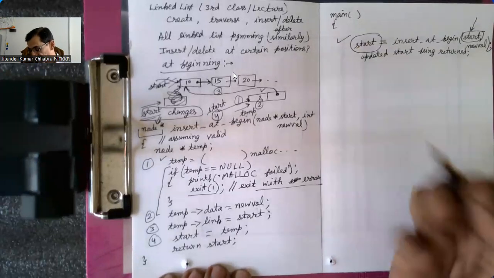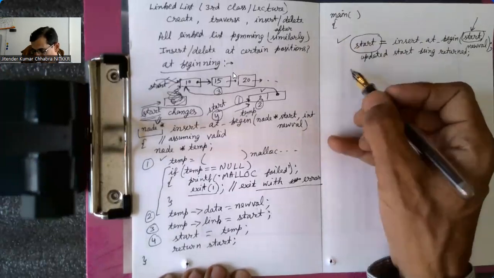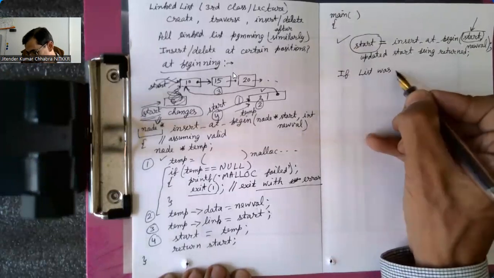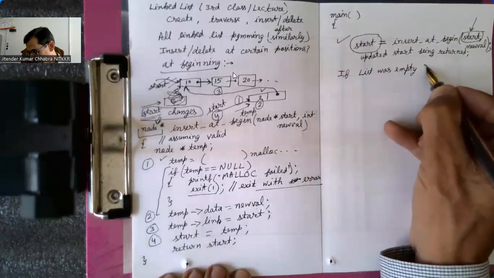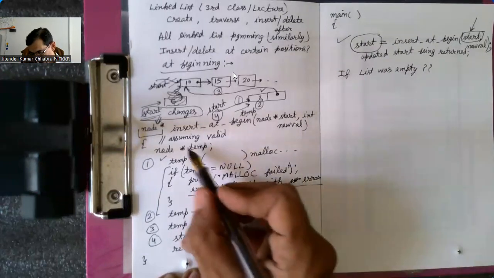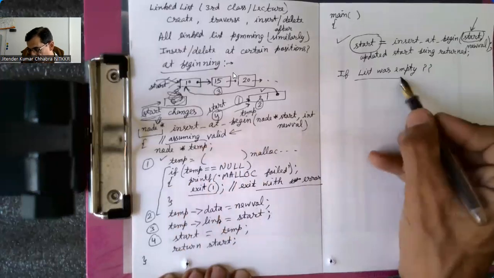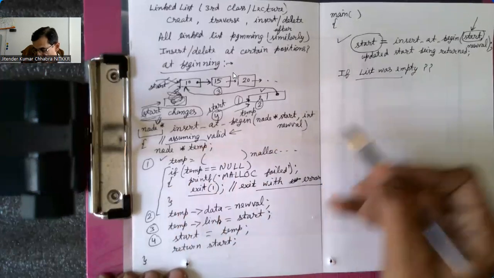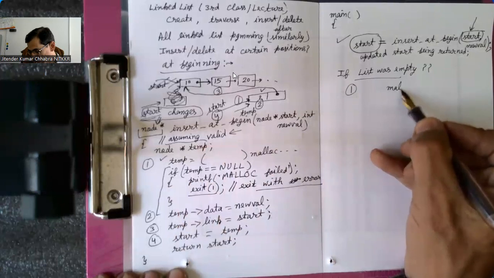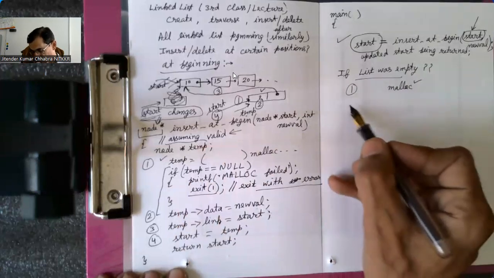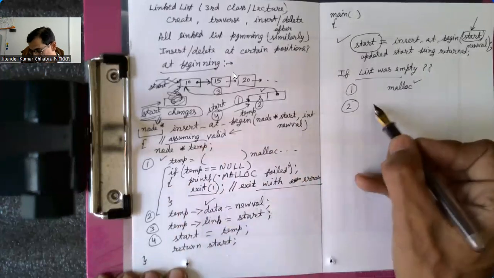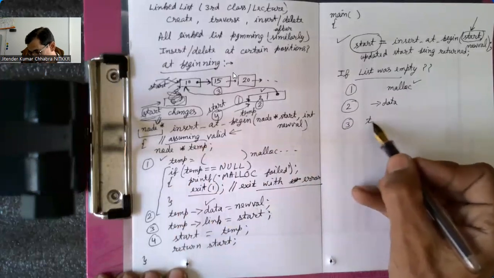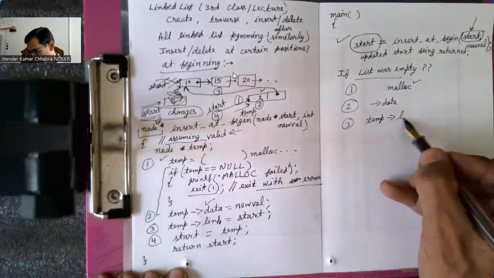Similarly, I have to think of delete at begin. But before that, let's verify if the list was null, if the list was empty, will insert at begin work? We have to check that. We have said valid cases, but if the list was empty, insertion should work. That is a valid case. Will it work or not? Let's check. Step 1, malloc. No issues, nothing is dependent on the list. Yes, without problem. Step 2, temp arrow data. That is also not an issue. That is also perfect. Step 3, we said temp arrow link equal to start.